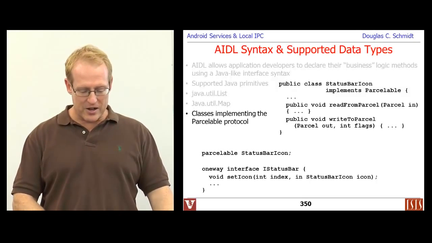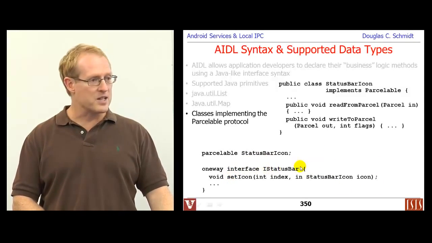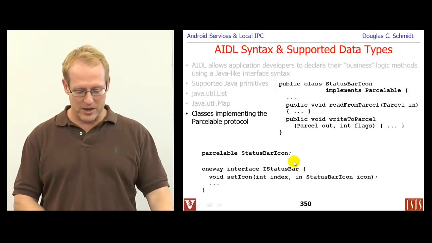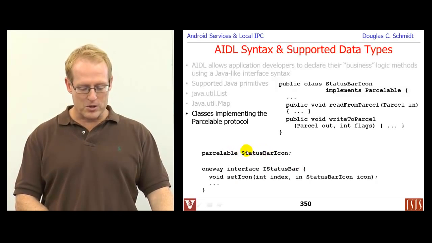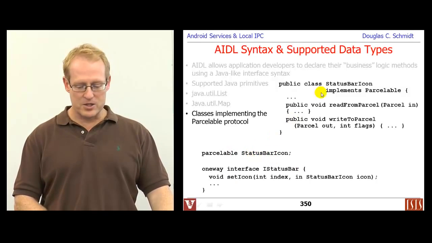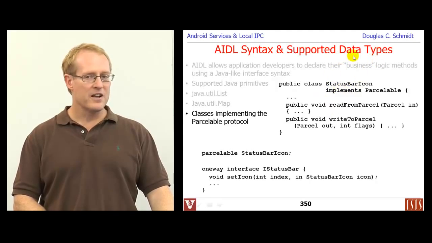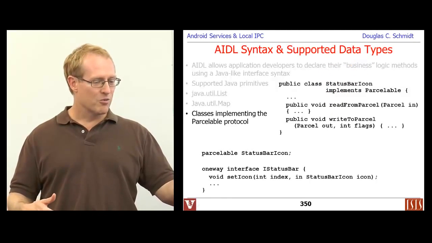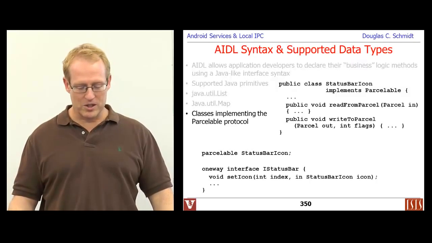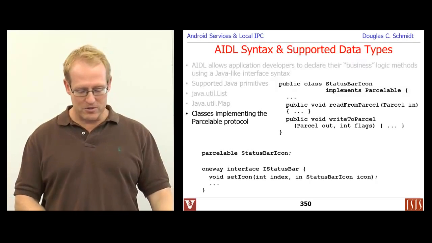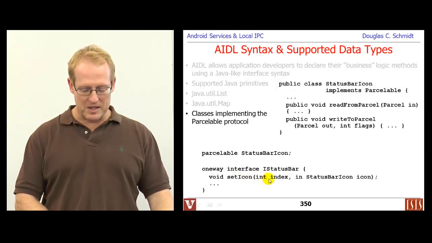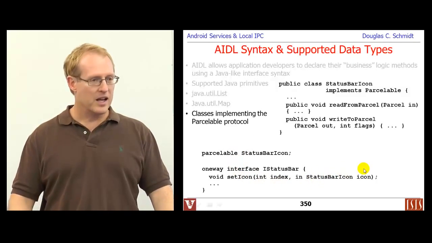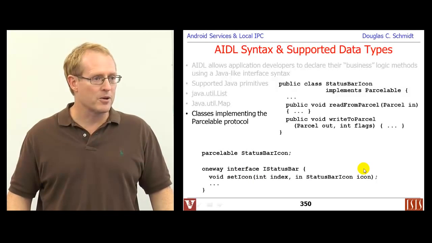And you can see down here, here's an example of how we would use this. We would say, here's an interface called IStatusBar, which is actually a real interface in Android. And you can have a parcelable StatusBarIcon that just says, hey, this guy is being defined as a user-defined type with parcelable properties, with readFromParcel and writeToParcel hook methods that are defined. And then here's a method called setIcon that takes in a StatusBarIcon as a parameter.